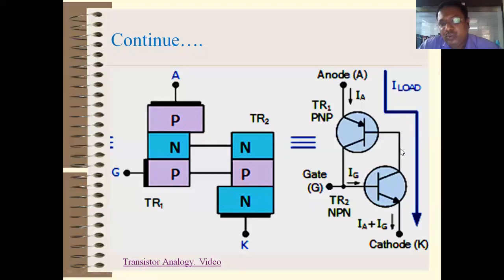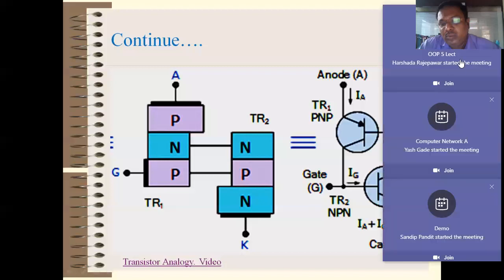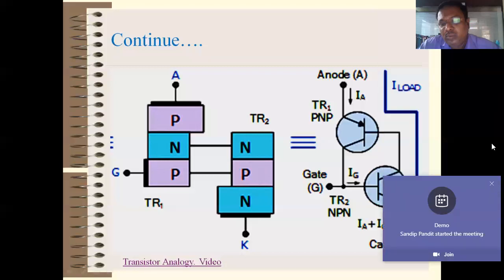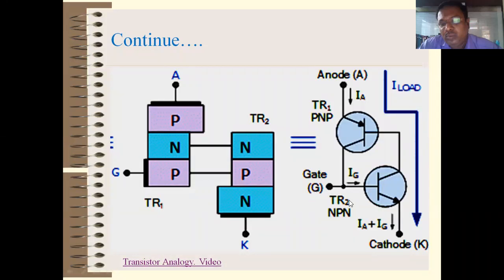T2 output current acts as an input current to T1, and T1 output current acts as an input current to T2. So this cycle runs continuously, and this will keep these two transistors continuously on even after the gate bias is removed. If you remove the gate bias, your device may still remain in the on state. So this is called regenerative feedback.